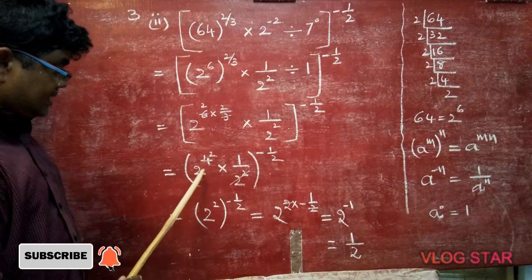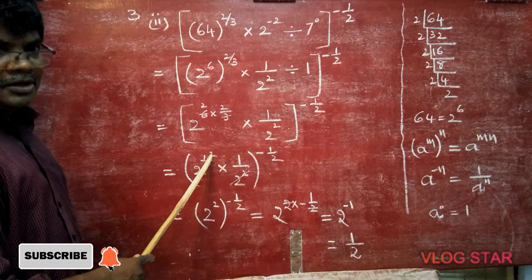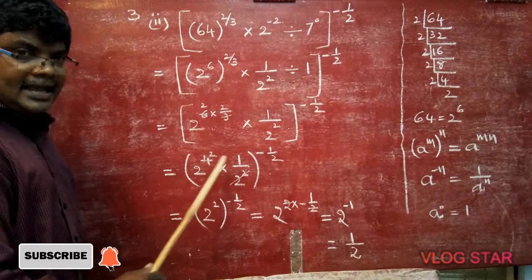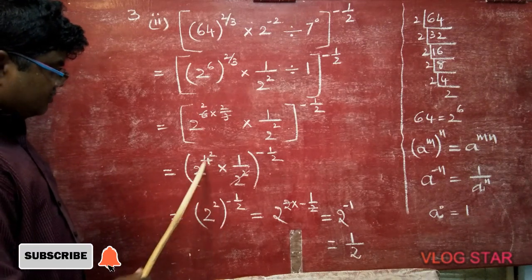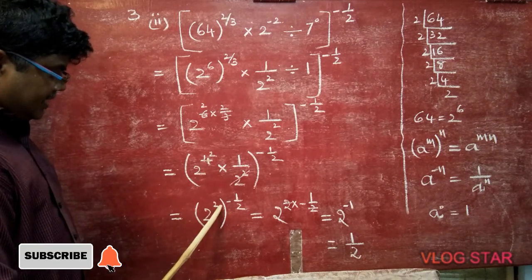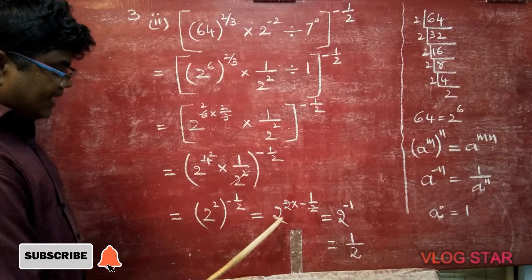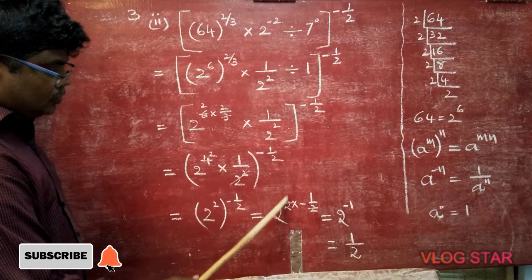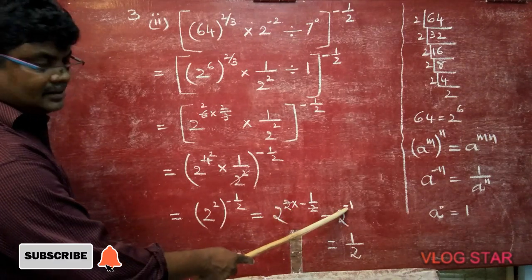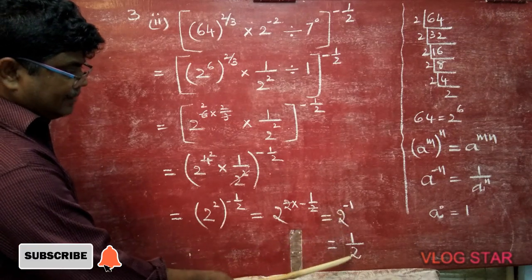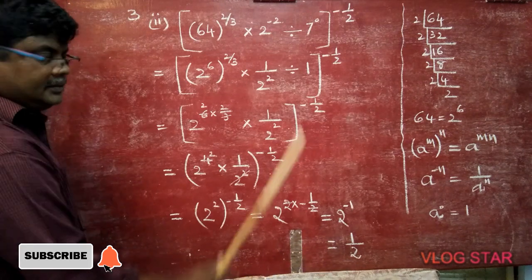2 2's I cancel. Out of 2 to the power of 4, two more 2's are remaining. Are you able to follow? Be careful, otherwise expand and cancel. No problem. Now 2 square is left, into 1 means 2 square again, to the power of minus half. (a^m)^n is a^(mn). 2 times minus half is 2 to the power of minus 1. Again a to the power of minus n is equal to 1 by a to the power of n. So 1 by 2. 2 came to the denominator, 1 by 2.